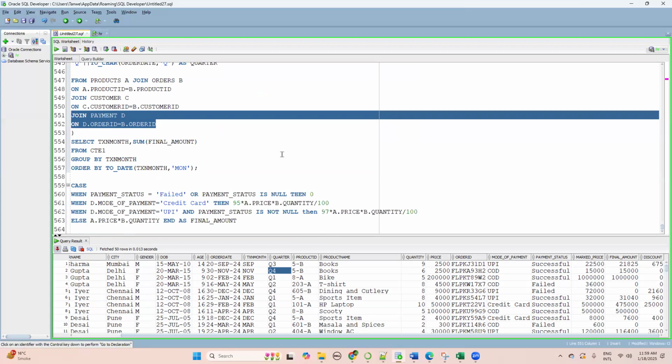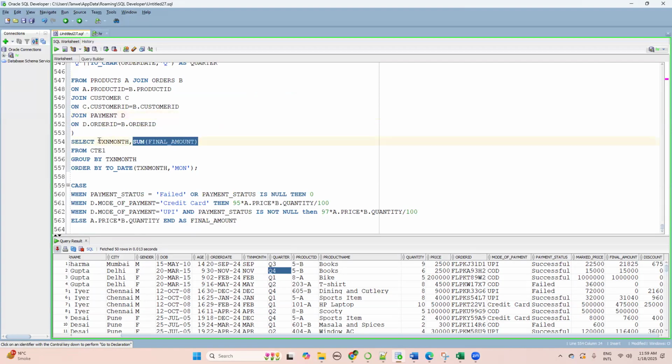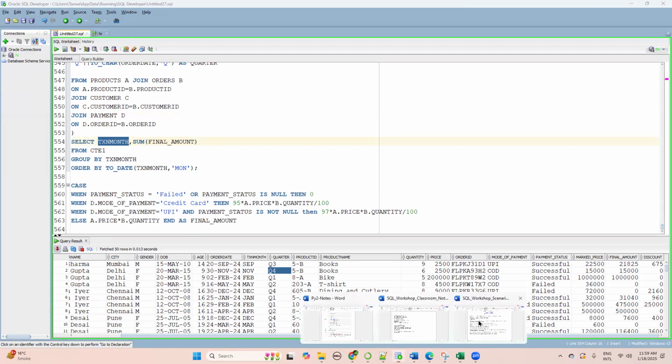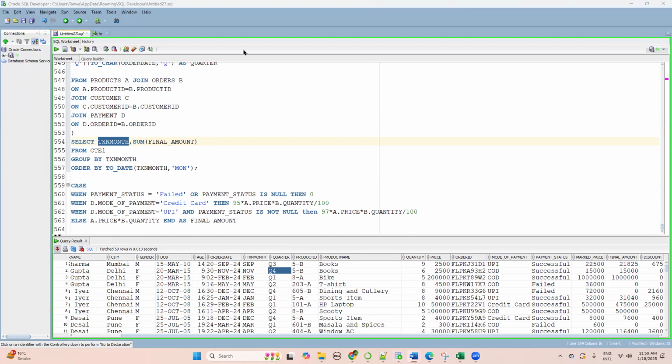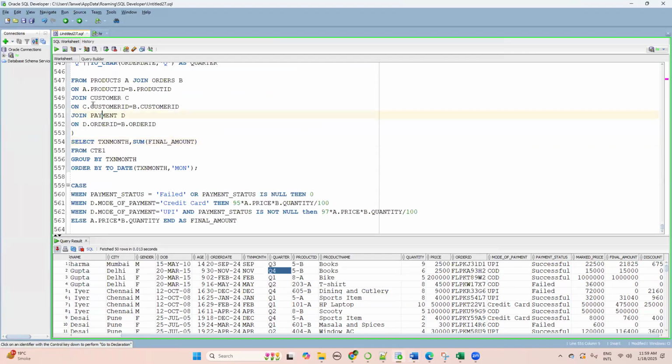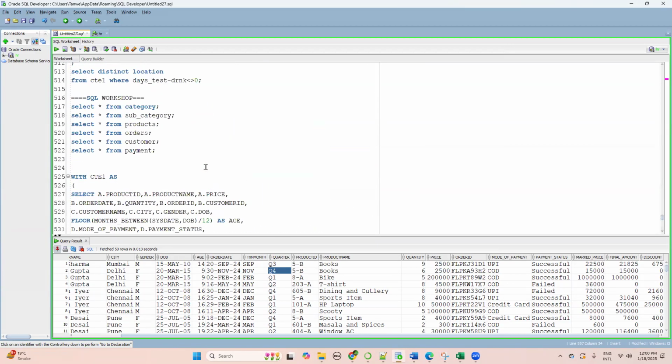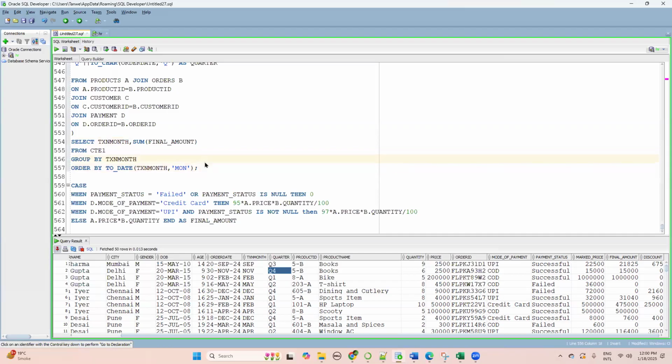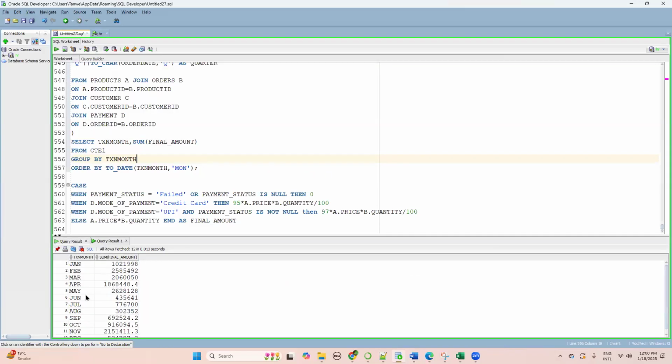Now from this, what we are trying to do, we are calculating the final amount month-wise. That was the question, no? To derive, you see the question. What was the question? Derive the total revenue on a monthly basis. So then we kept that in a CTE, and then we are trying to find the total final amount month-wise. I've used group by transaction month. Okay, so now when I execute this complete query, we're getting the total month-wise.